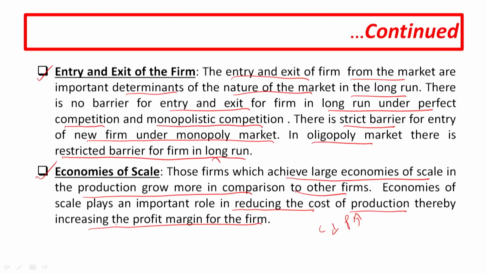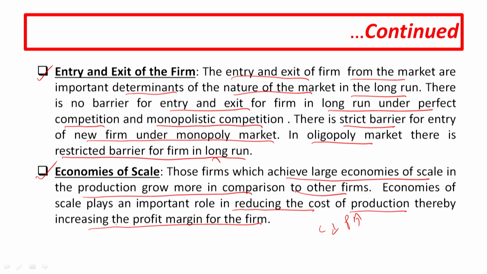Then finally, we talked about the entry and exit of the firm. We talked about entry and exit in perfect competition and in monopolistic competition. There is free entry and exit in these two cases. On the other hand, entry and exit is a barrier in the case of a monopoly market. And finally, we talked about the oligopoly market, that there is a restricted barrier in the oligopoly market in the long run. And the last point we discussed was economies of scale.